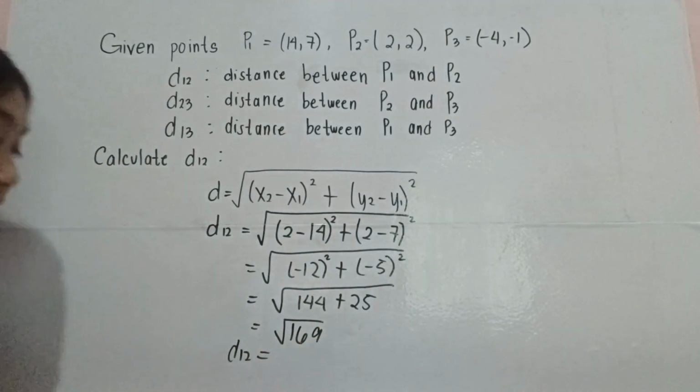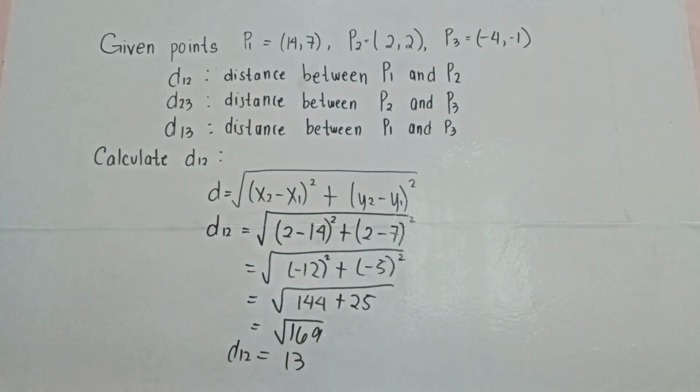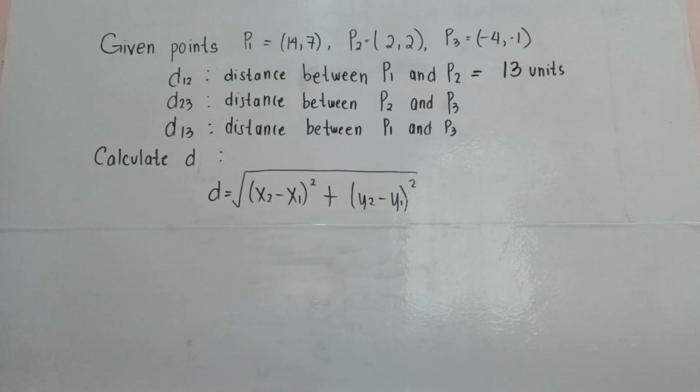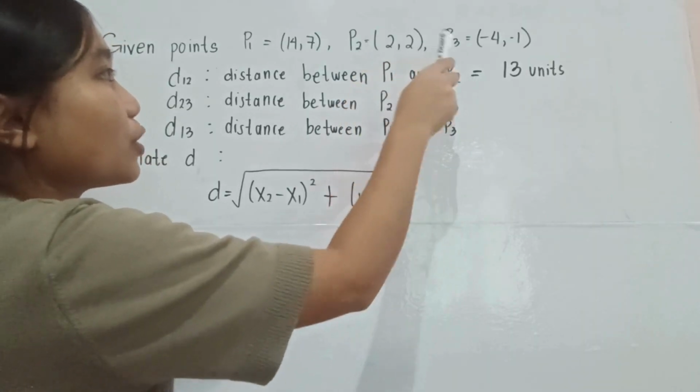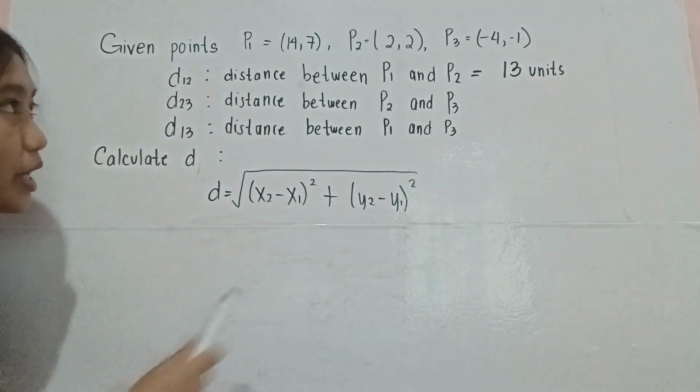Square root of 169 is 13. Therefore, the distance between point 1 and point 2 is 13 units. Next, we find the distance between point 2 and point 3. Now, let us label the x and y values of point 2 and point 3 as the following.